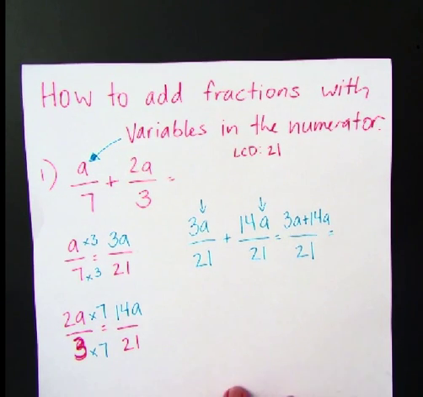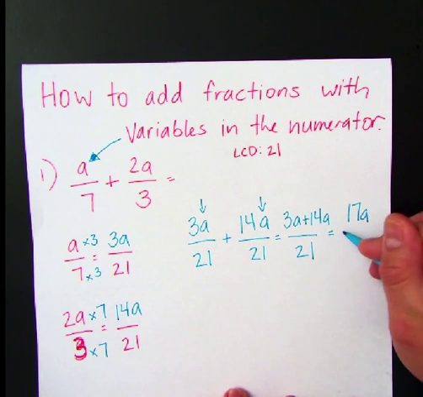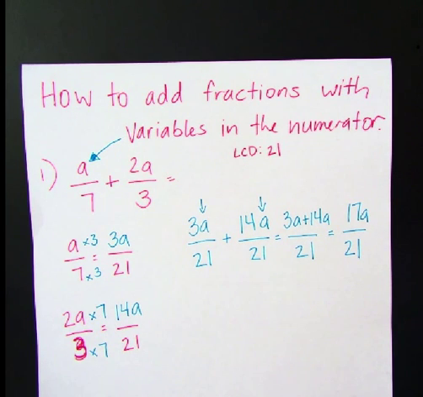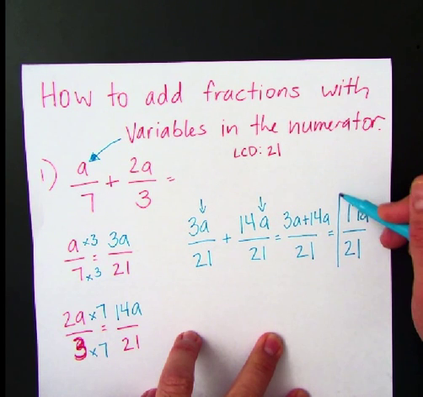So 3 plus 14 is equal to 17. The a would remain. And we have 21. Now, if these did share a factor, you could simplify it. Okay, but the variable would still remain. But since 17 is a prime number, it does not share any factors with 21. So this would remain as our final answer.